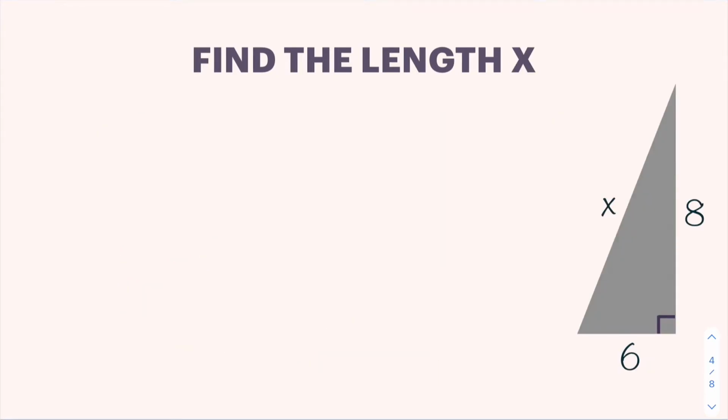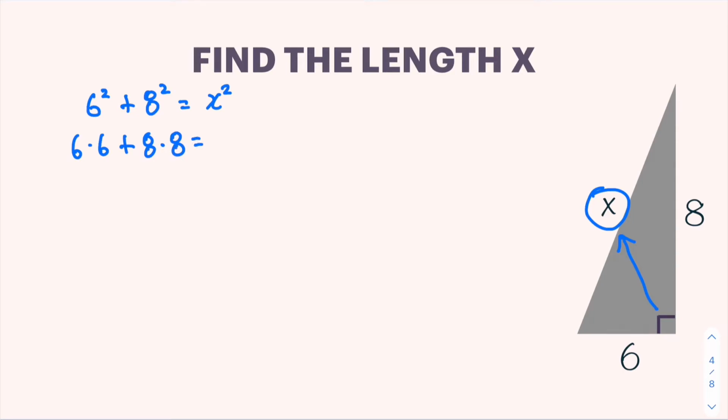And this time we're going to find the side length of X. What is the longest side in this triangle? It is the one that is opposite the right angle, so that is X. So the Pythagorean theorem says that 6 squared plus 8 squared is equal to X squared. 6 squared is 6 times 6, plus 8 squared is 8 times 8, equals X squared.